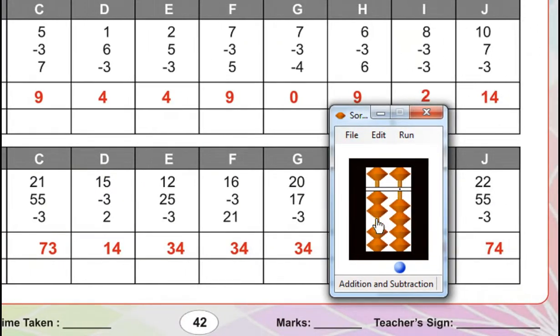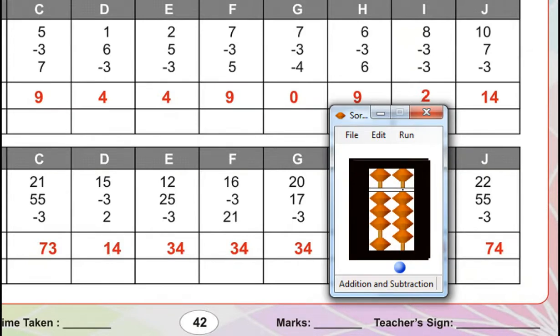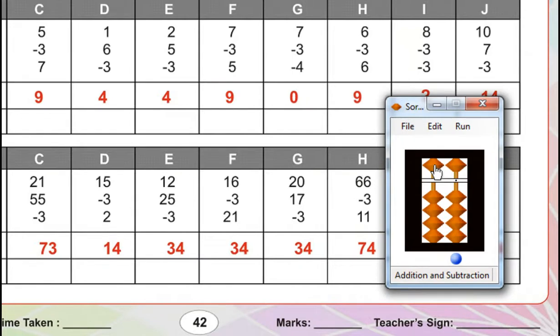Next, 20 plus 17 minus 3 minus 5 plus 2. Answer is 34. Next, 66 minus 3 minus 5 plus 2 plus 11. Answer is 74.